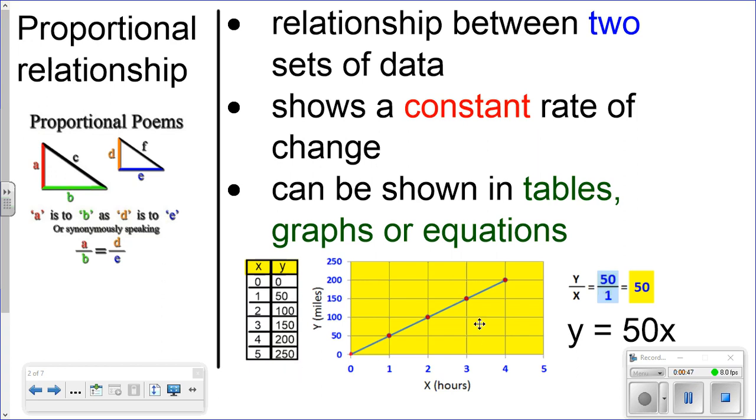The graph shows the same thing. If I start at 0, 0, y is increasing by 50 and x by 1. Up another 50, over by 1. Up another 50, right 1. So my slope is 50 over 1, which is 50, so my equation is y equals 50x. The 50 is my change in y over my change in x.